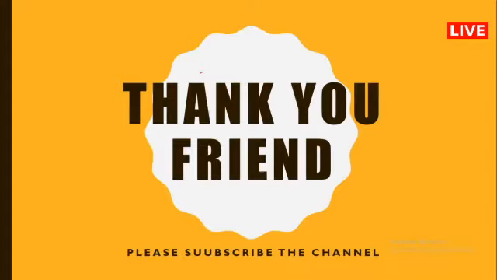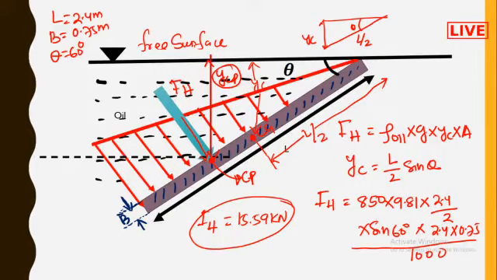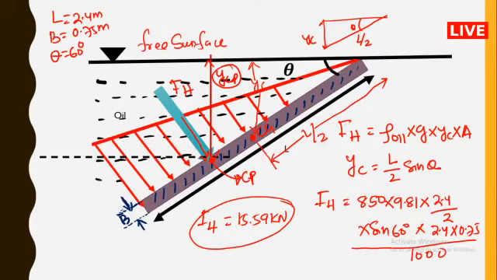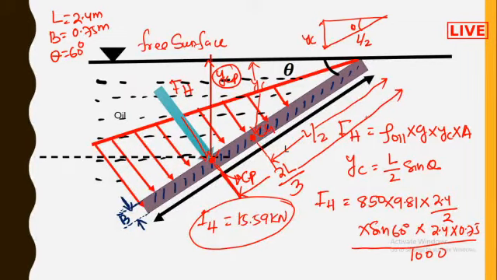Okay, so center of pressure is what? Center of pressure, this CP, is nothing but the centroid of the pressure distribution curve, remember. Here the hydrostatic pressure distribution is triangular in nature. So the centroid will be at a distance of 2L by 3 from the free surface.